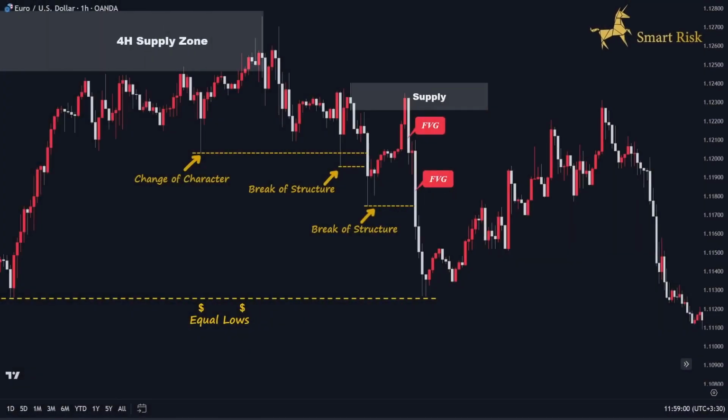Here we have the euro-dollar 1-hour time frame on the chart. Initially, the price moved upward until it reached the 4-hour time frame's supply zone, reacted to it, and then reversed its direction. Subsequently, the price created a change of character by breaking and closing below this structure. Then, price moved upward to mitigate the order block generated by the change of character wave.